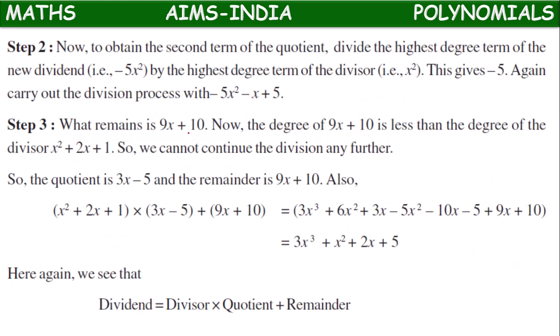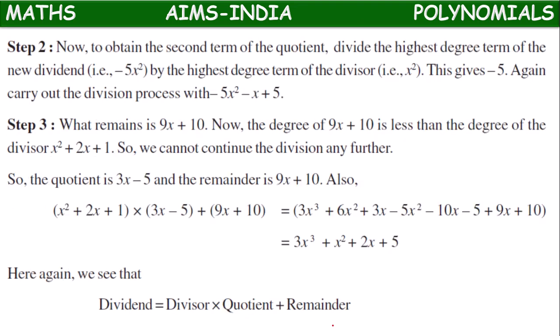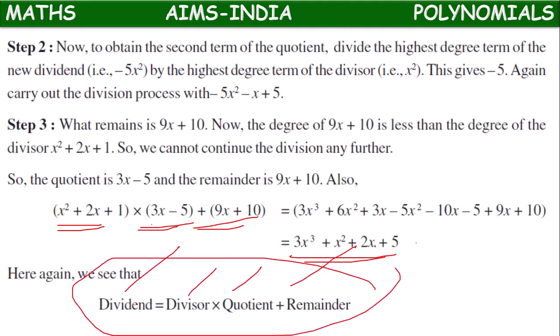We can stop the division and we can conclude: 3x minus 5 is the quotient, and 9x plus 10 is the remainder. So if you multiply the divisor into the quotient and add the remainder, and if we simplify, we will get the dividend. So dividend equals divisor into quotient plus remainder. This is proved.